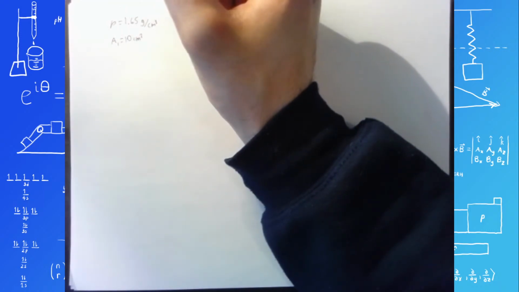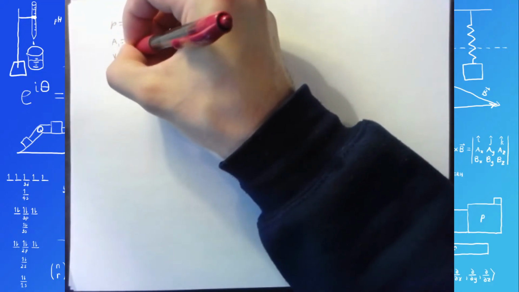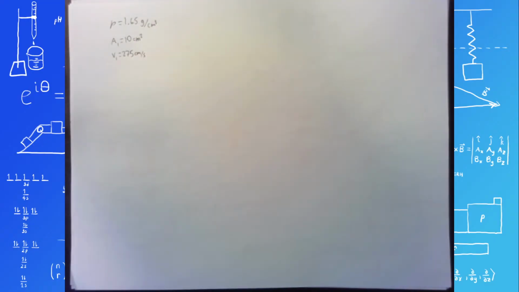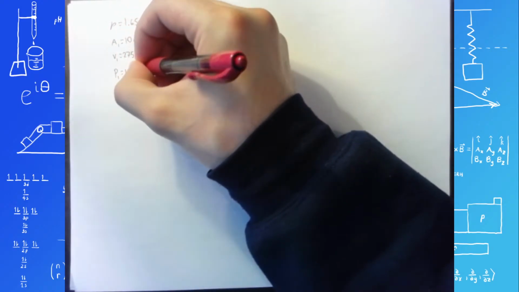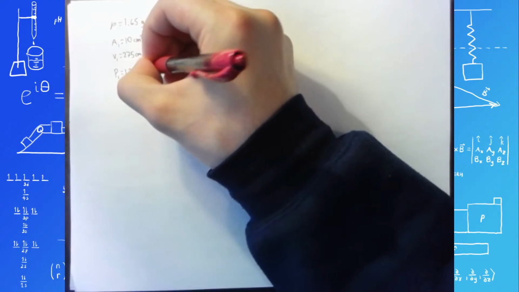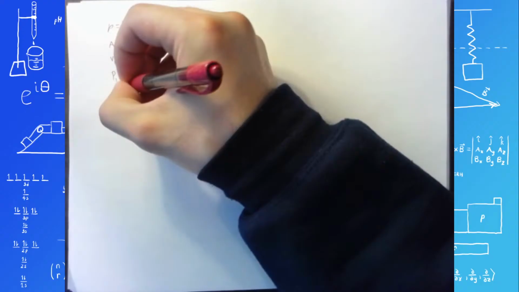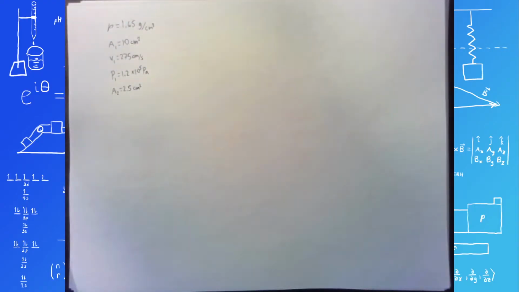The flow speed is 275 centimeters per second, so V1 is 275 centimeters per second. And the pressure is 1.2 times 10 to the 5 pascals. P1 equals 1.2 times 10 to the 5 pascals. In the second section, the cross-sectional area is 2.5 square centimeters. A2 is 2.5 square centimeters.